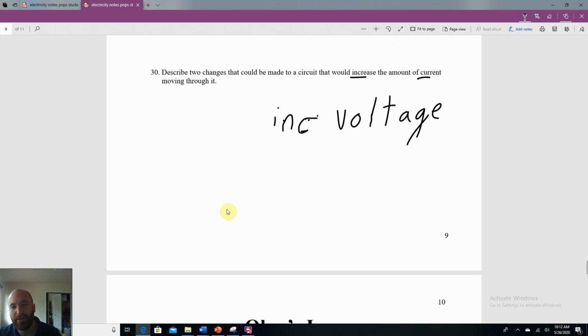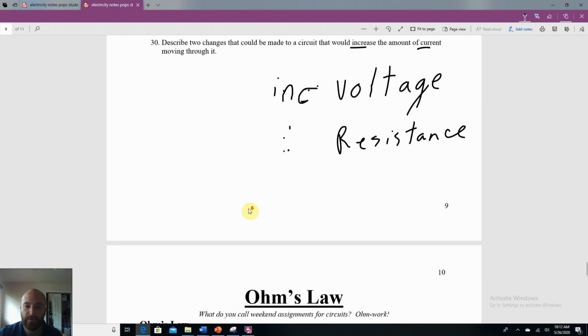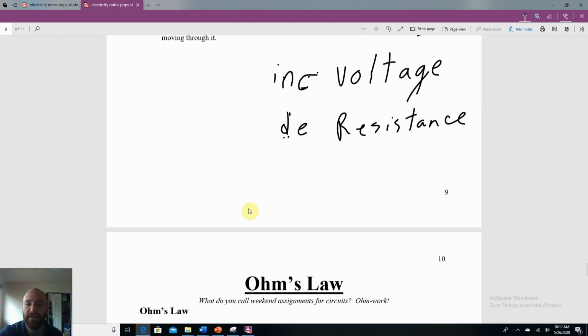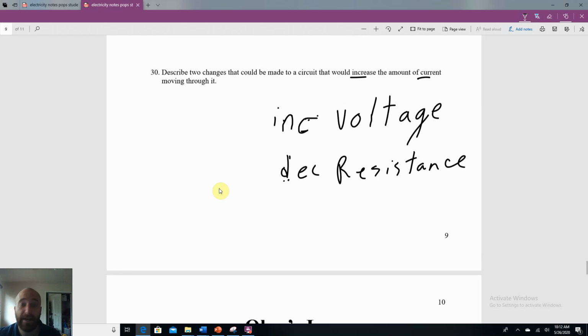The other one would be a little harder to do because it sort of depends on the materials, although I guess you could add more devices to it. A change that you could make to the circuit as well, current is also affected by the resistance. So to increase the current, I think you would want to decrease the resistance. You would want to resist less. So these are two different things that you could do to your circuit that would increase the amount of current moving through it.